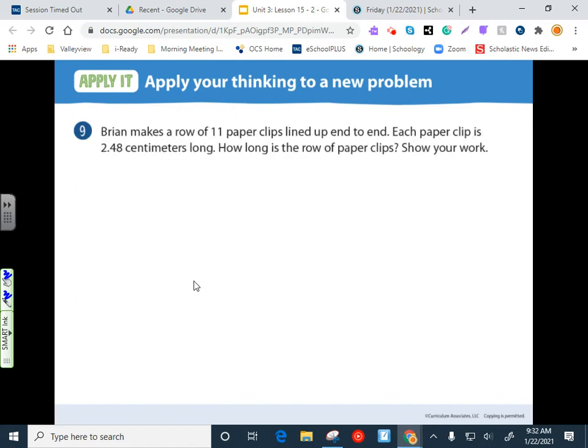Let's look at number 9. Brian makes a row of 11 paper clips lined up end to end. Brian needs a new hobby. Each paper clip is 2.48 centimeters long. How long is the row of paper clips? Show your work. Well, let's do an estimate. 2.48 is going to be awfully close to 3. And if it's 11 paper clips, it's 3 times 11. And that will be 33. Our answer might be around 33 centimeters.